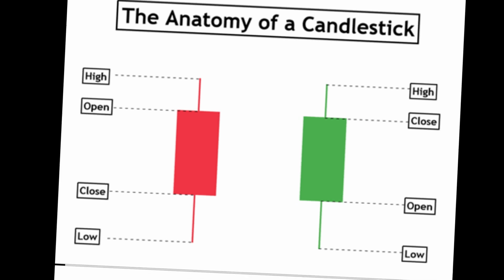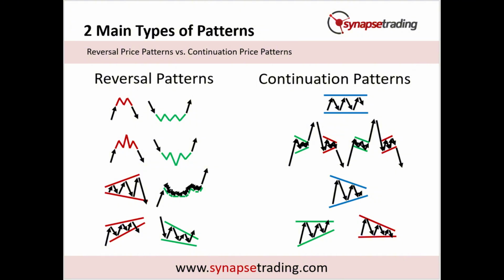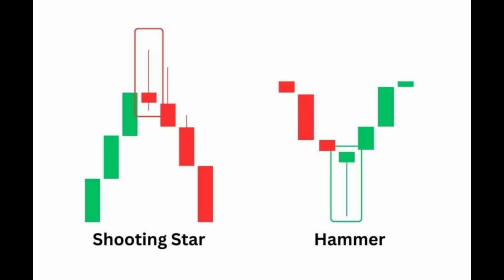Simple, right? But here's where it gets exciting. Candlesticks form patterns that can signal what the market might do next. These patterns are grouped into 2 main types: reversal patterns, which suggest a change in direction, and continuation patterns, which indicate the current trend might keep going. Let's start with reversal patterns.